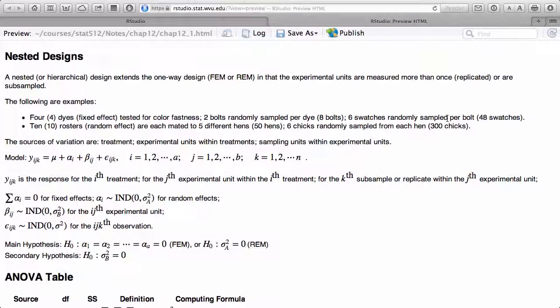So the assumption is that the sum of the alpha sub i's equals 0. Now again, I say that's an assumption, but in reality it's the way we define it. Now R doesn't do it that way. R will set alpha 1 equal to 0. It actually uses the first group or the first treatment as a reference, and then everything is compared relative to it. But again, in terms of the F-test and the multiple comparisons, it doesn't really matter how you define that constraint.